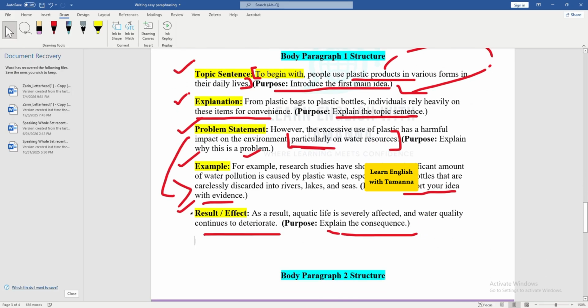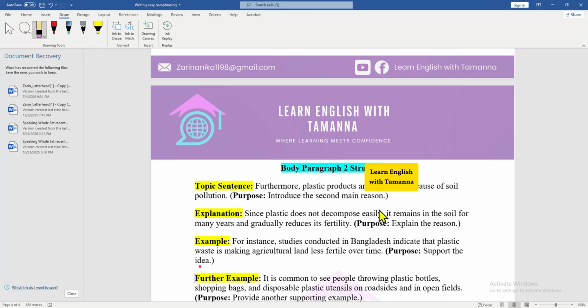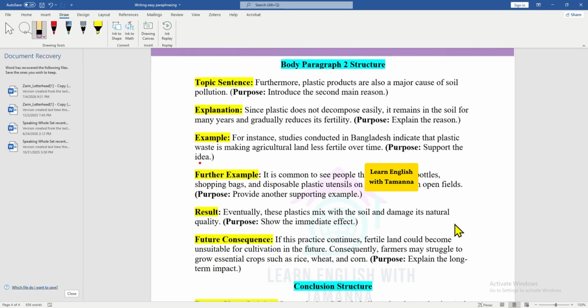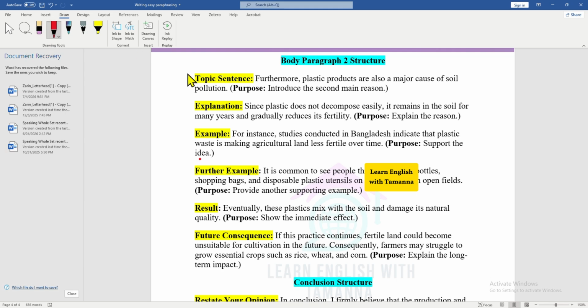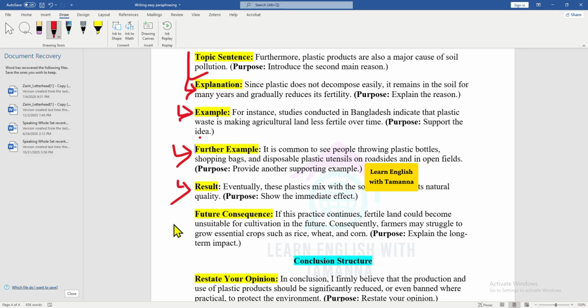Now, we are moving to the body paragraph 2 structure. As you can see, it's the same. I added a topic sentence, then explanation, explaining my topic sentence a bit, then I added an example. Basically I had two examples, that's why I added both of them. Then I added the result, like the consequences or the effects. If you want, you can also add future consequences. If you think there are a lot of consequences that can happen in the future from a problem, you can also add that.